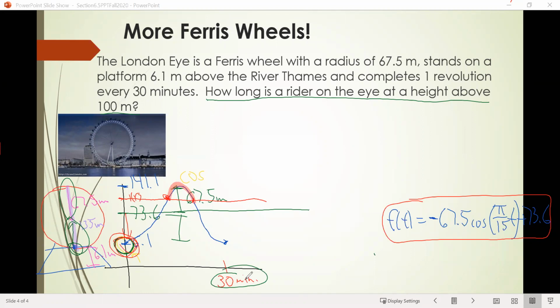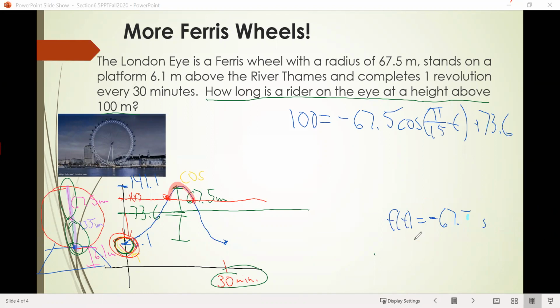So what does that tell us? Well, in order to solve this problem, what we first would probably want to do is know where those 2 points are where the rider is at 100 meters. So we have outputs of 100 meters there, which means we want to solve when 100 is equal to our function here, so negative 67.5 times cosine of pi over 15t plus 73.6.